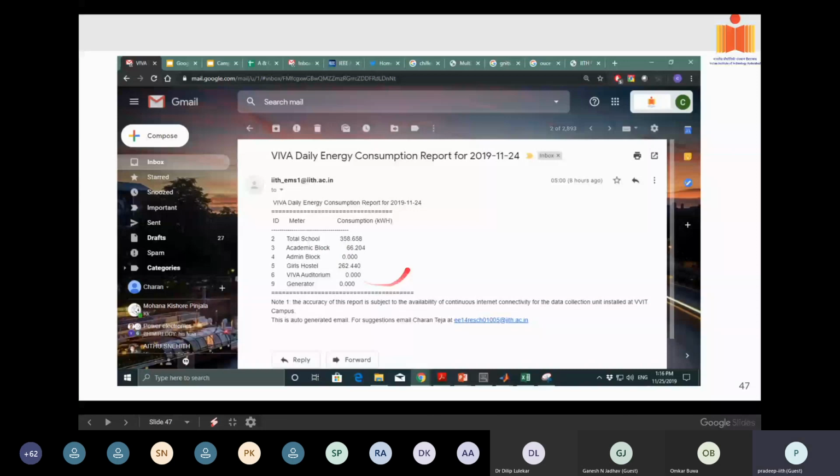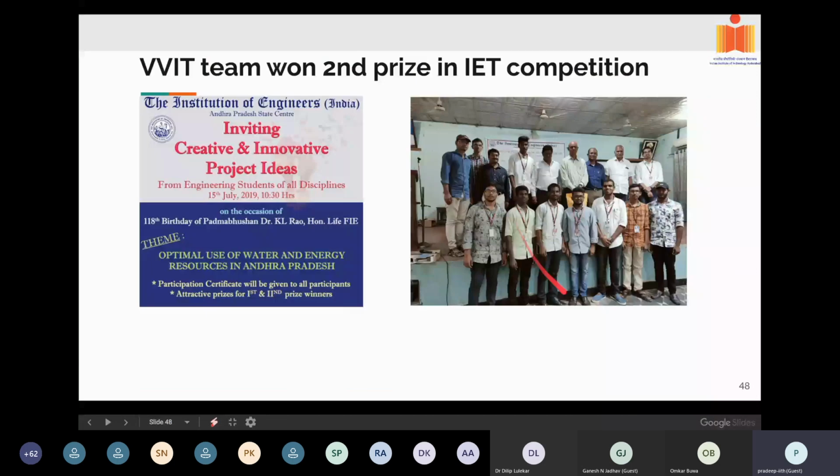The students participated in one IET competition with this particular energy monitoring, and they won the second prize. Actually, they had only 1 month. Just the moment we worked with them, within 1 month they participated in this. Otherwise they would have got first prize also. But anyway, this is the thing.